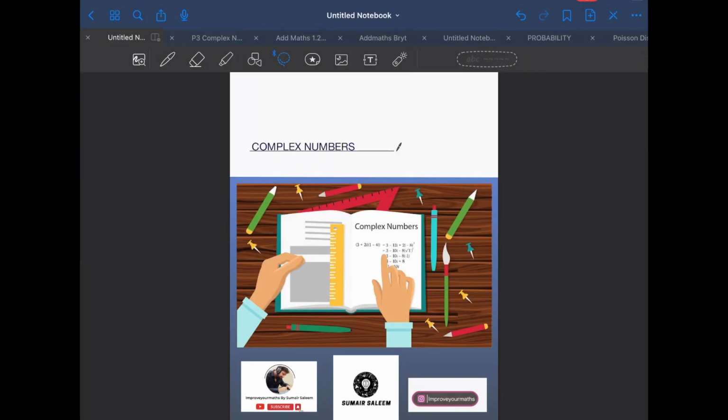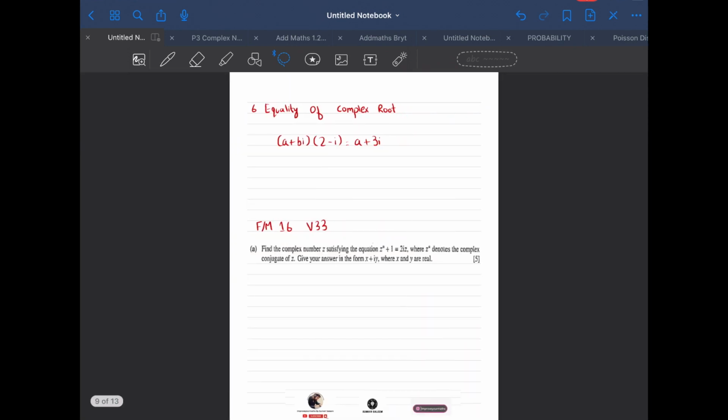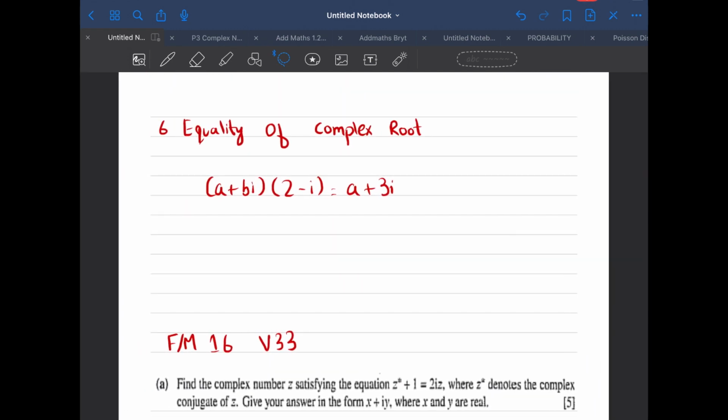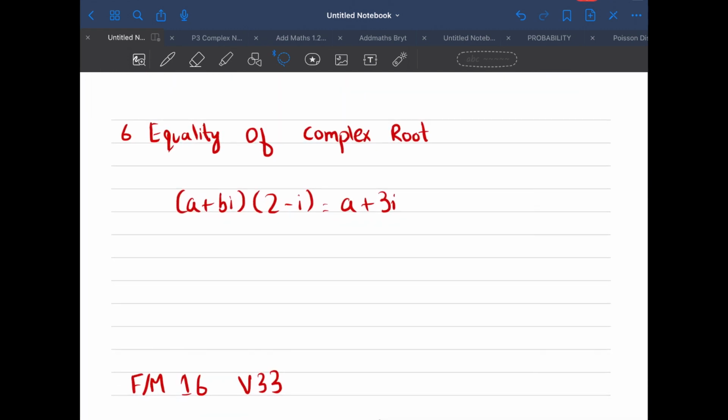Hi guys, in this lesson I'm starting with lesson 2 of complex numbers. We ended on point 5 of section 1. In this lesson I'm starting with point 6, the equality rule of complex numbers. How do you solve this?